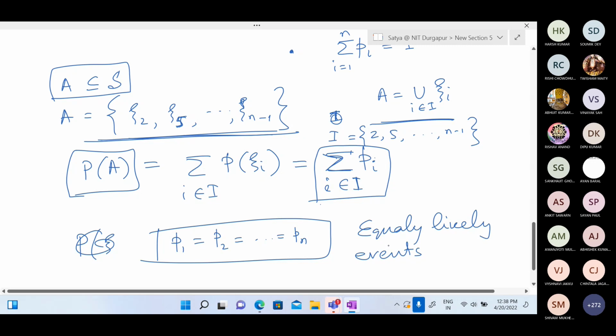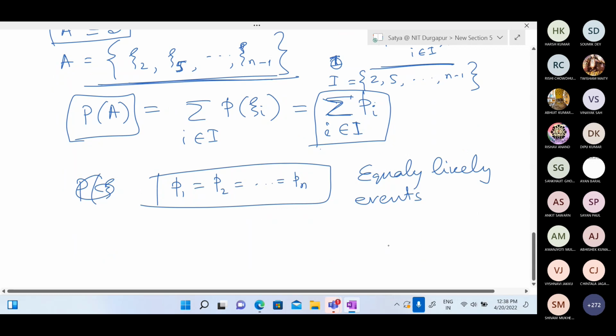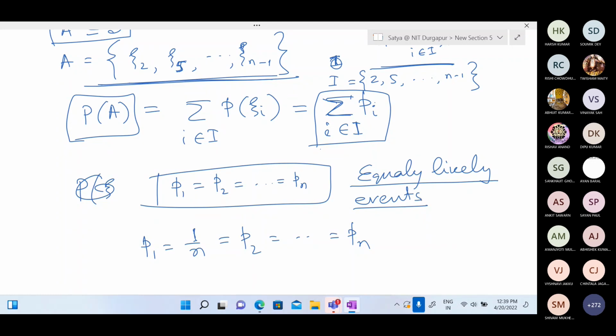If the number of events is n, then P1 equals 1 by n, and this is the same as P2, the same as Pn. So if all are equally likely, the probability is 1 by n. Equally likely events have the same probabilities, and the probability is 1 by the number of distinct events.